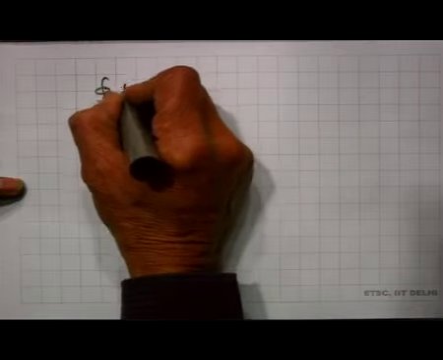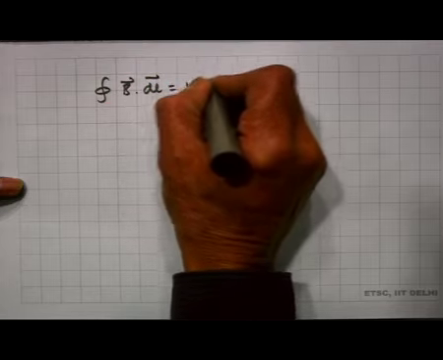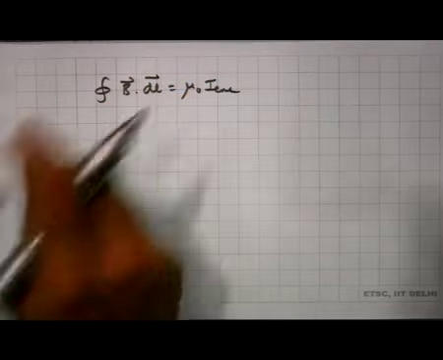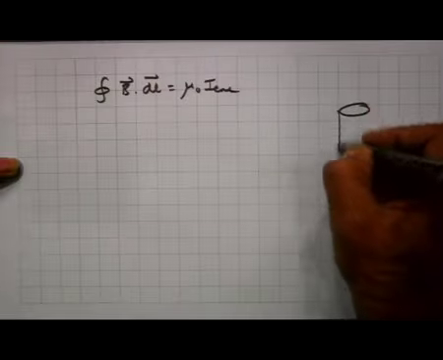So, I want to use Ampere's law. To use this law, I must find out what B will depend on, what coordinates, and what will be the direction of B. So, let me draw the solenoid here. So, this is my solenoid.